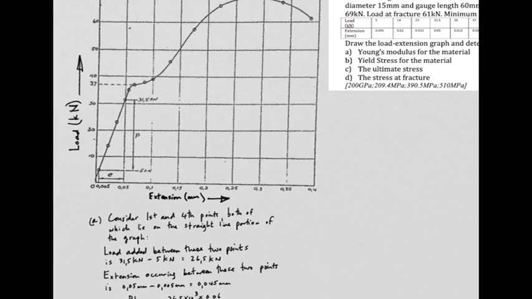I've taken the first and fourth points, and I look at how much the load changed between those two. It turned out to be 26.5 kilonewtons. During that time, the extension changed by 0.045 millimeters, taking the two values and finding the difference. And use those in your E equals PL over EA formula.